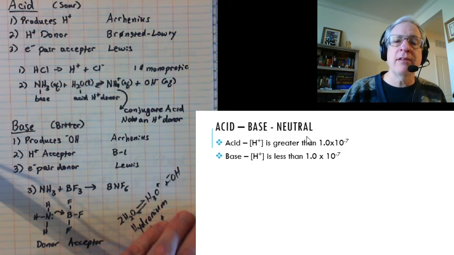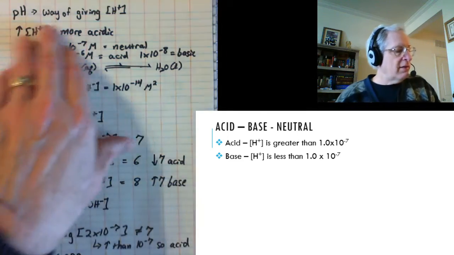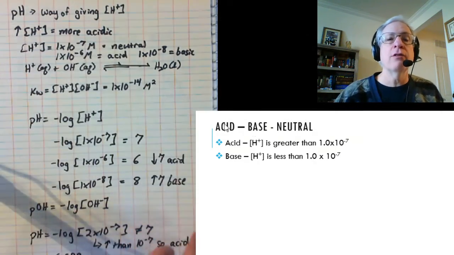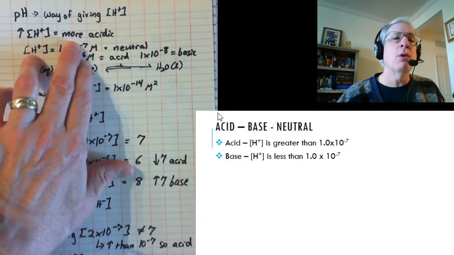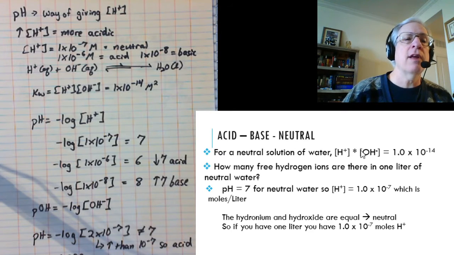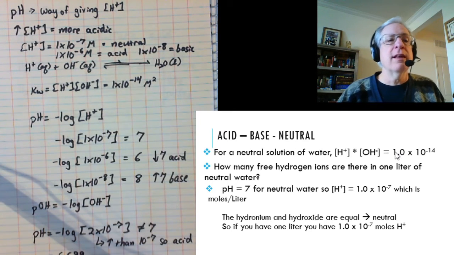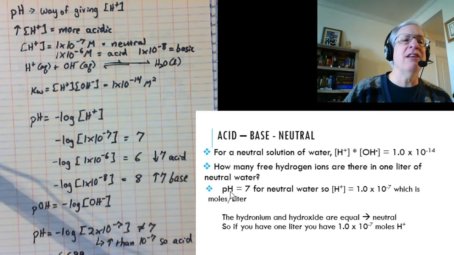But writing out concentrations this way is not really fun. We want an easy way of giving hydrogen ion concentration. So as I just said, increasing the concentration makes it more acidic. So for a neutral solution, H positive times OH negative is 1 times 10 to the negative 14th, as I said. But we'll use this thing called pH instead.